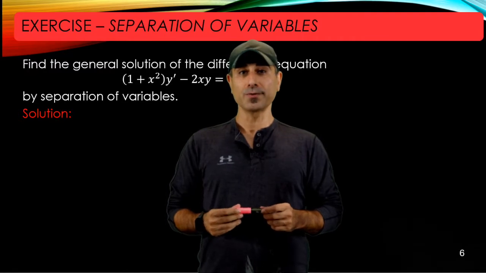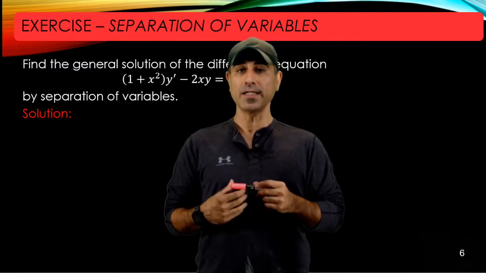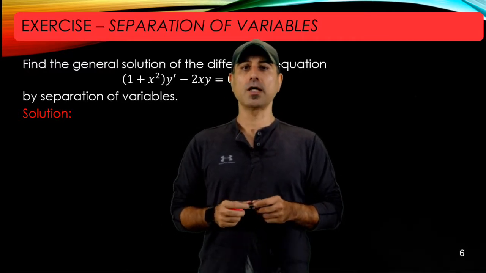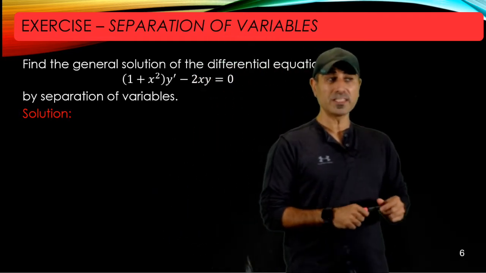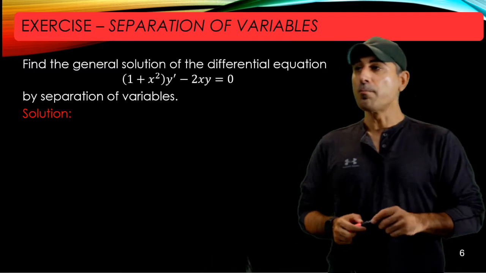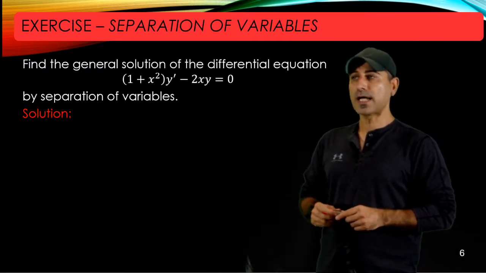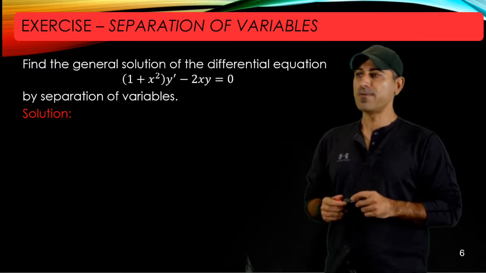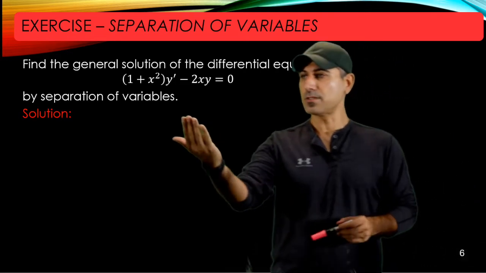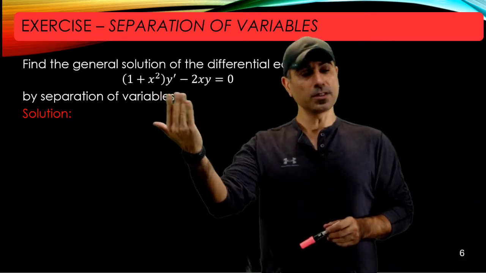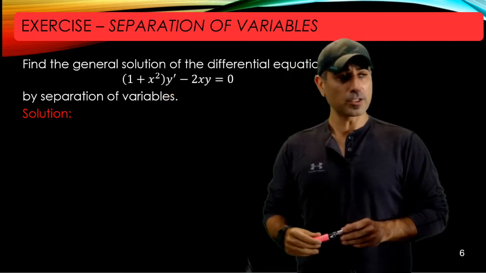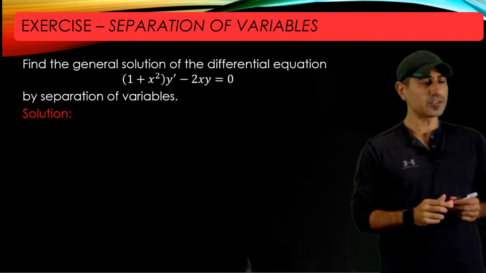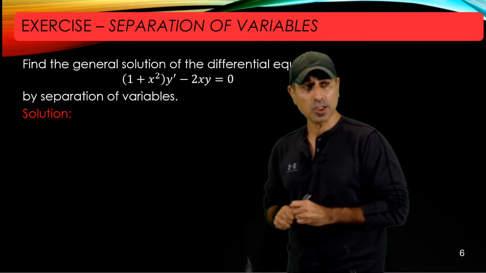Today we're going to go through an exercise where we're going to apply the integration techniques that we learned in the previous chapter. In particular, we're going to try to solve a differential equation by the technique called separation of variables. We have the differential equation given in the form of (1 plus x squared) y prime minus 2xy equals 0. Our task is to determine the unknown function y.